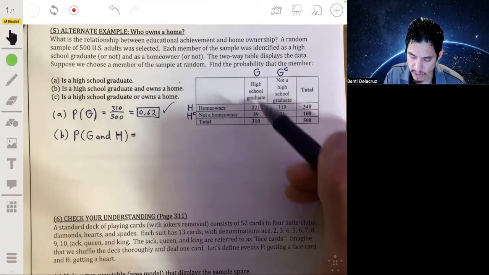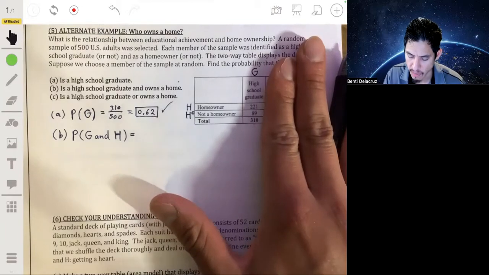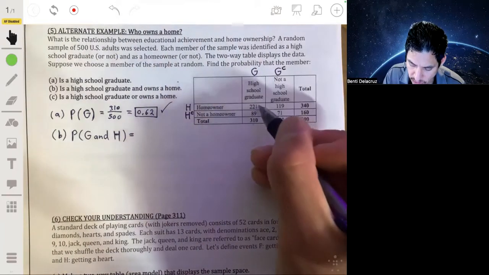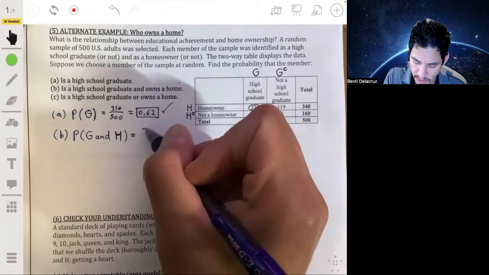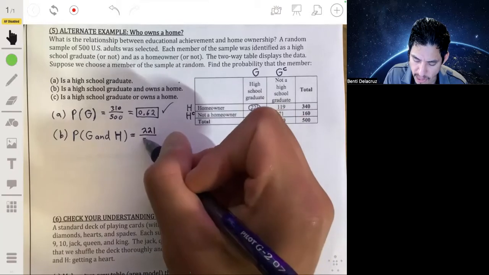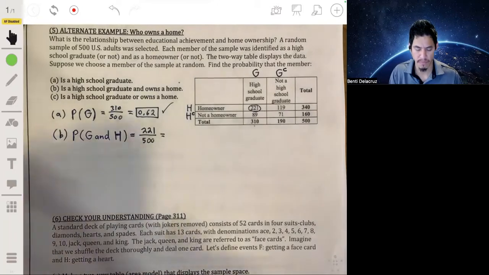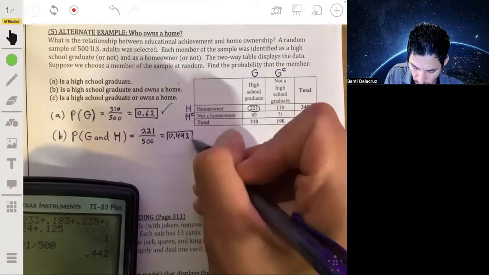So high school graduates can only be in this column, so we don't care about these guys. And homeowners are only the top row. So then that only leaves us with the 221. Only 221 would then be both high school graduates and homeowners. We just take 221 and divide it by 500. And I think that'll give us about 0.42. Yeah, 0.442. And that's all.